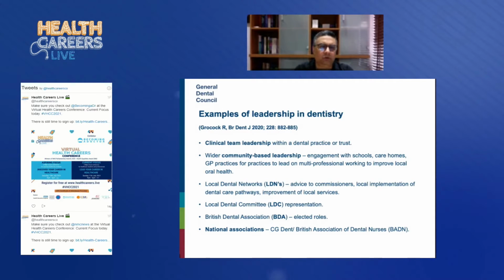Then you have the local dental networks, what we call the LDNs, who again work in a multi-professional format, who give advice to commissioners, where they're basically looking at things at a local level to improve services, leading to an improvement in oral health.